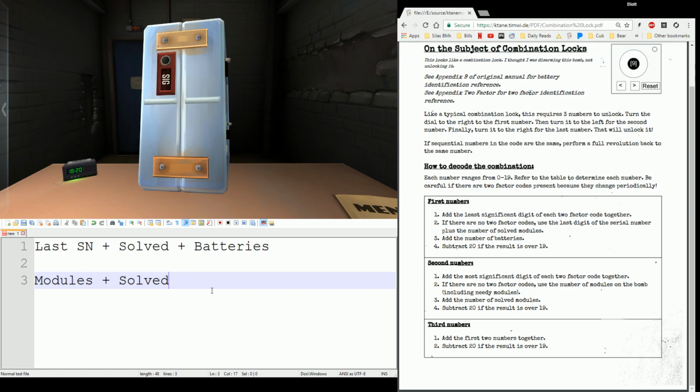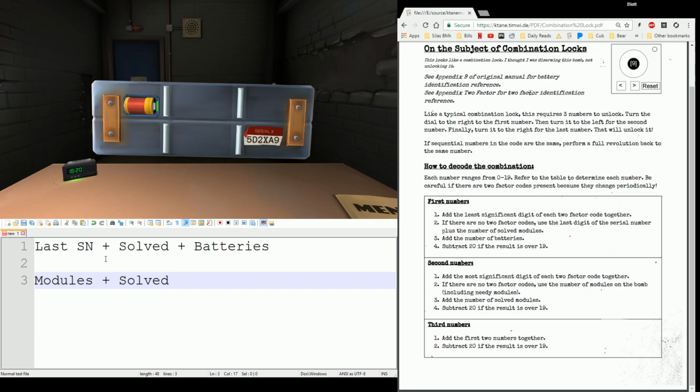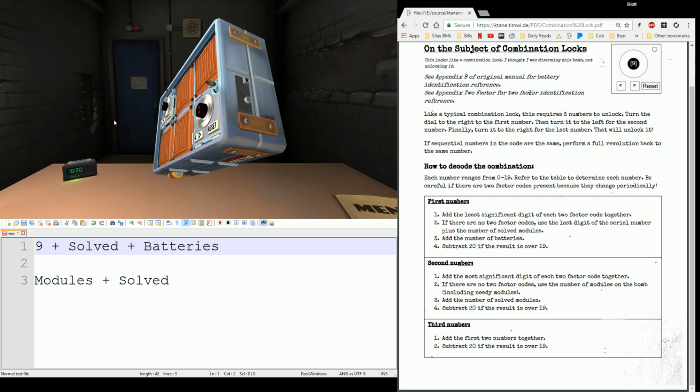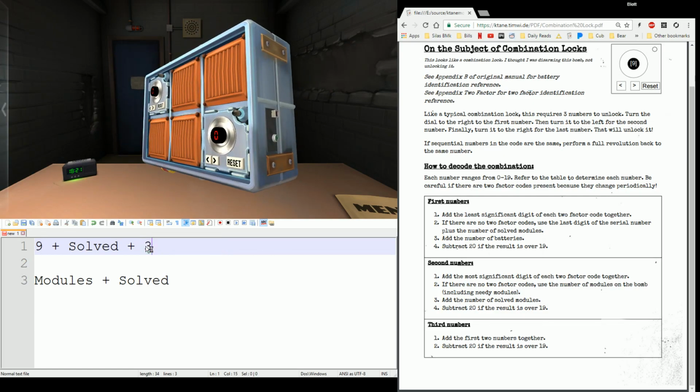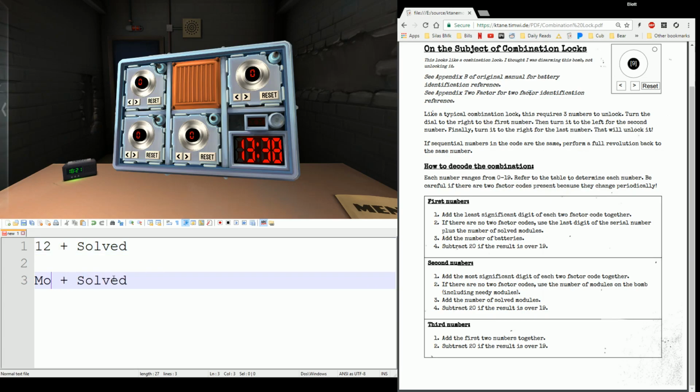So you'll notice my first number is this three-step answer. My second number is this two-step answer. And I know what these numbers are. I can get them real quick. The last digit of my serial number is 9. So let's go ahead and make this a 9. I have 1, 2, 3 batteries. And let's just go ahead and combine that. We got 9 plus 3. That's going to give me 12, plus my number of solved modules. Total modules, I have 6. So that's going to give me 6 plus my number of solved modules.